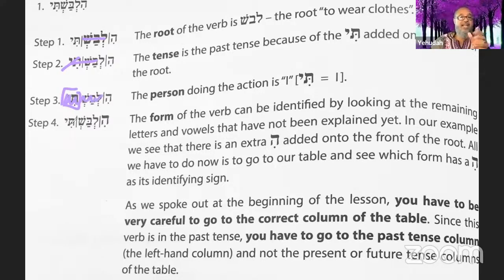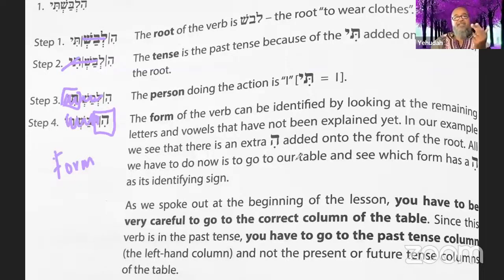So the only thing that's left is this letter right here. That's the only thing that's left. So that is your form. That's what's left. The last thing you want to look at is the form, because if you don't, and you take the person after the form, you'll get confused. It'll send your mind somewhere totally different.